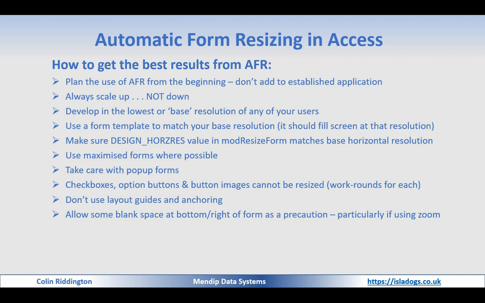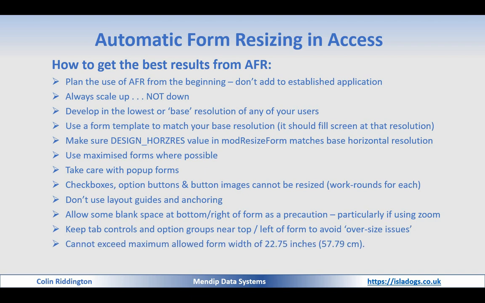Don't use both. I recommend, particularly if you're using zoom, that you leave some blank space at the bottom and right of the form as a precaution. Otherwise you may find that things get over enlarged or go off screen. In particular, tab controls and option groups should be kept nearer the top and nearer the left of the form to avoid the risk of oversizing. And that's explained in my series of articles. It's very rare it happens these days, however, because of the precautions I've built into the code. Whatever you do though, bear in mind that you can't get around the fact that at the moment there is a maximum form width in Access of 22.75 inches or 57.79 centimeters.